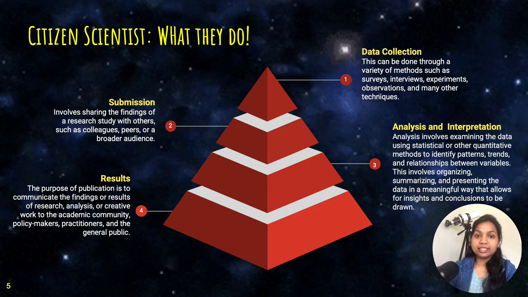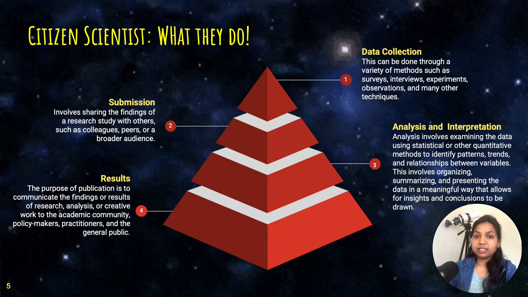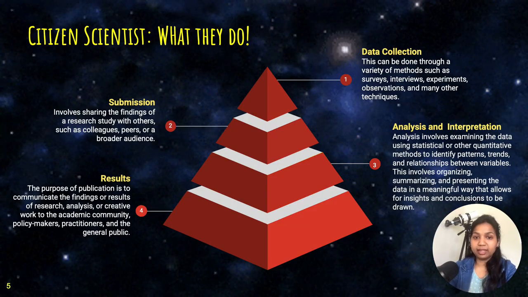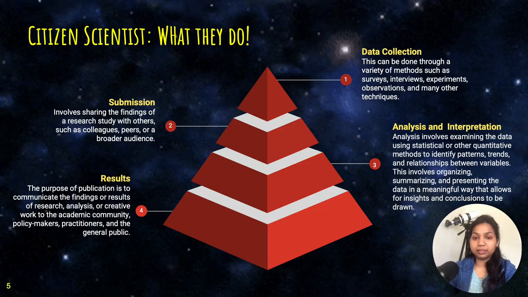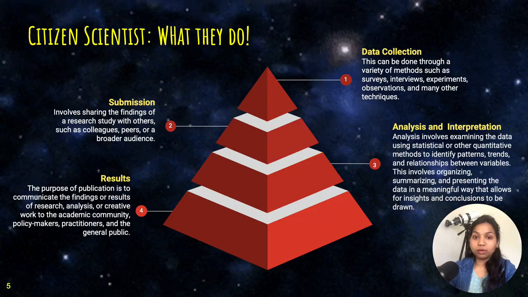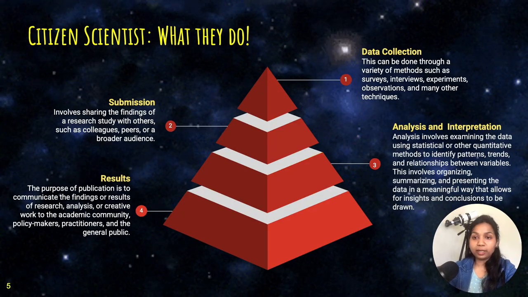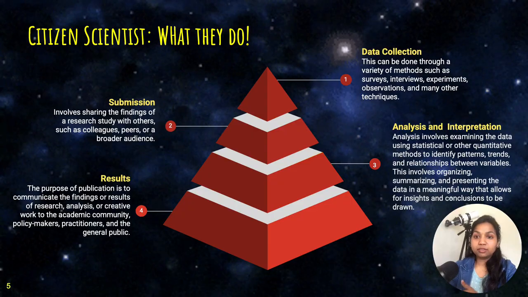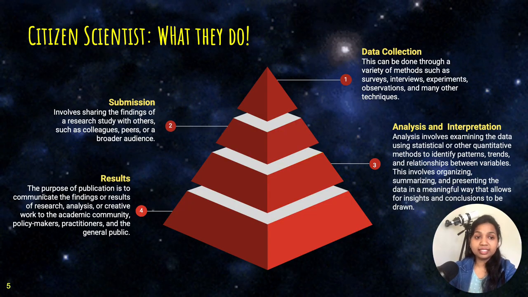Third and very important is analysis and interpretation, which involves examining the data using statistical or other quantitative methods to identify patterns, trends, and the relationship between variables. This also involves organizing and summarizing the data in a meaningful way that allows for insights and conclusions to be drawn. Last and not the least is results.